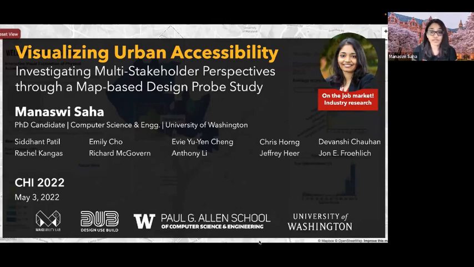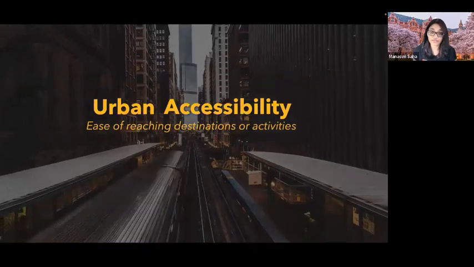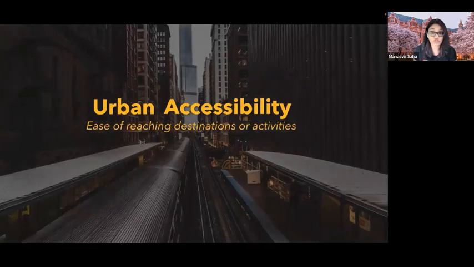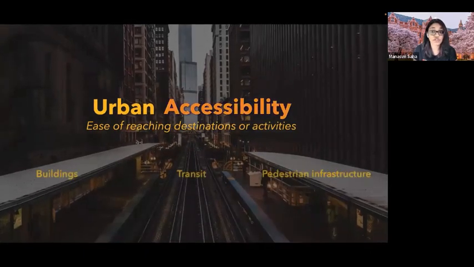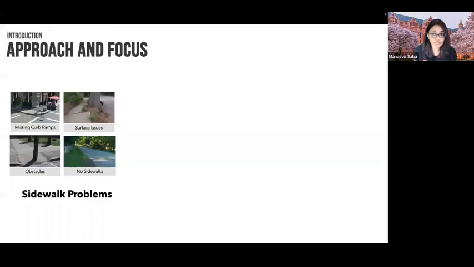Broadly, we define urban accessibility as the ease of getting to destinations and activities using city infrastructure, including buildings, transit, and pedestrian infrastructure. We specifically focused on pedestrian infrastructure of sidewalks and associated problems such as missing curb ramps, surface issues, obstacles, and no sidewalks.